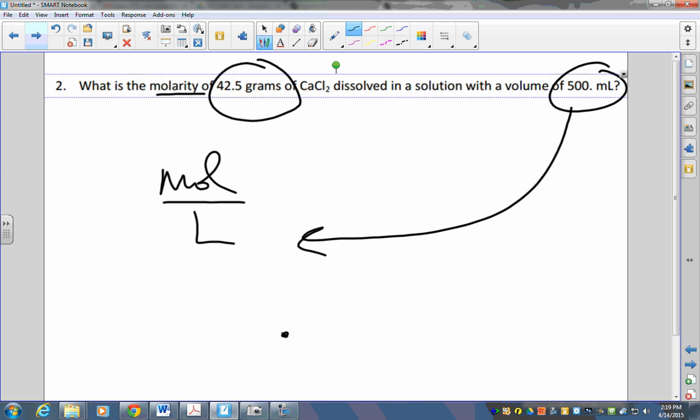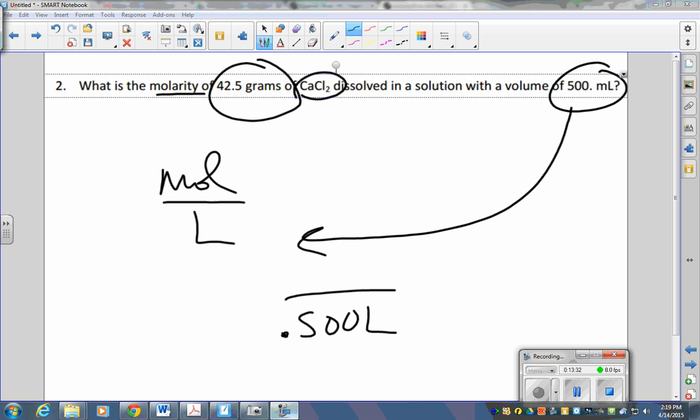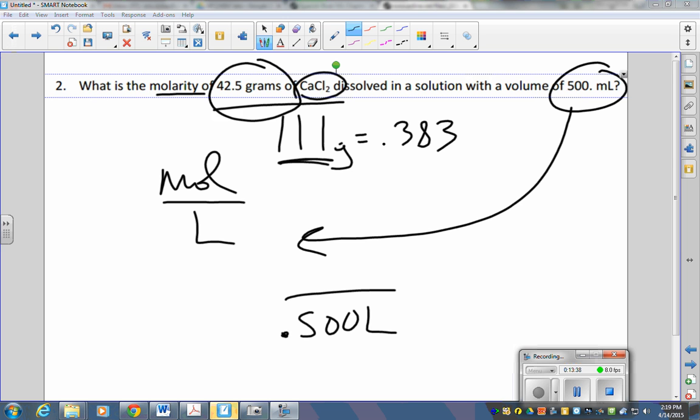That's not in moles yet, so I have to divide by the molar mass of CaCl2. When I calculate the molar mass of that, I get 111 grams. So I take 42.5 divided by 111. I'm going to get 3.83. So then that's my moles.